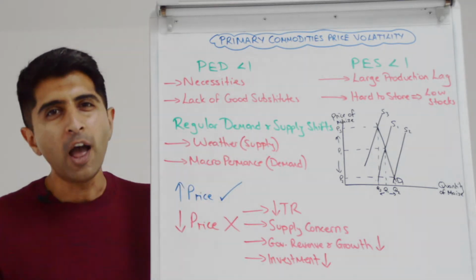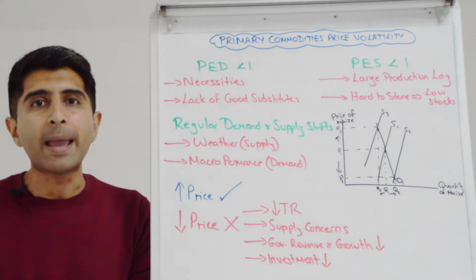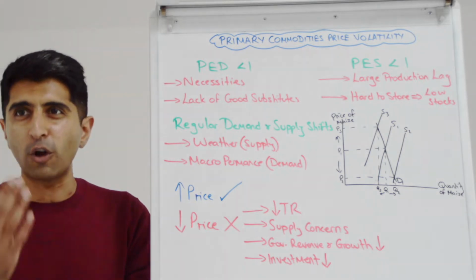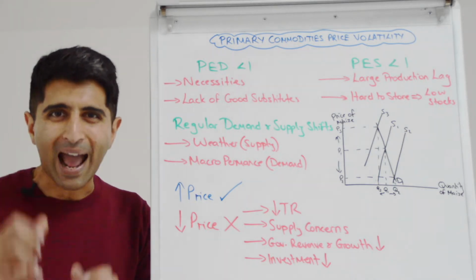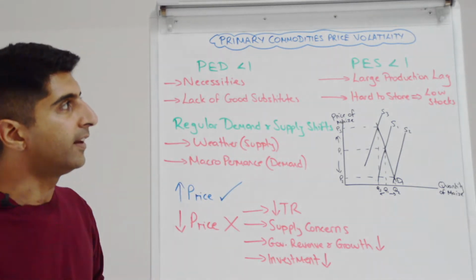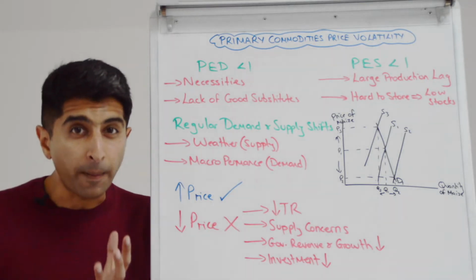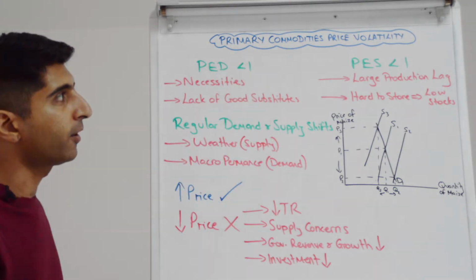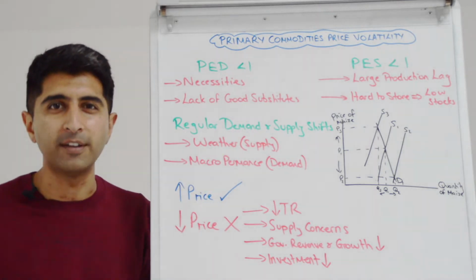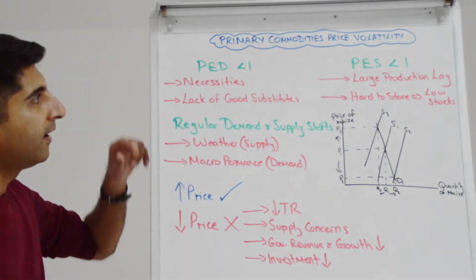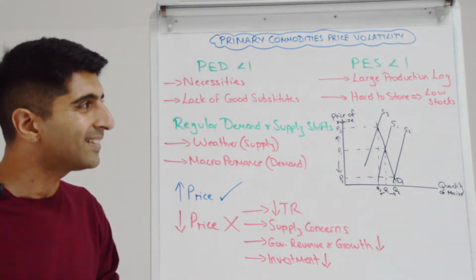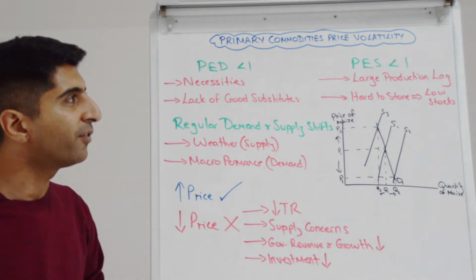But in this video, I want to share with you why prices of primary commodities are so volatile, why they swing so much in the upwards direction and in the downwards direction, but also what the consequences are of price volatility. Let's start by understanding why prices are so volatile for primary commodities. And at the heart, it's because demand and supply of these primary commodities is so price inelastic. Demand is price inelastic because a lot of these commodities are necessities. There are lack of good substitutes available for them.